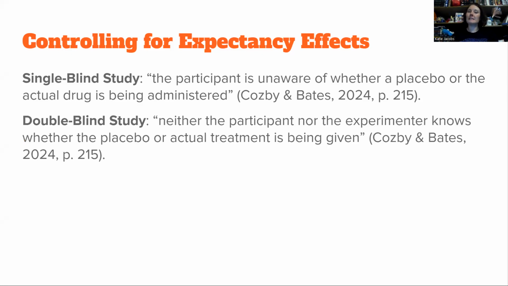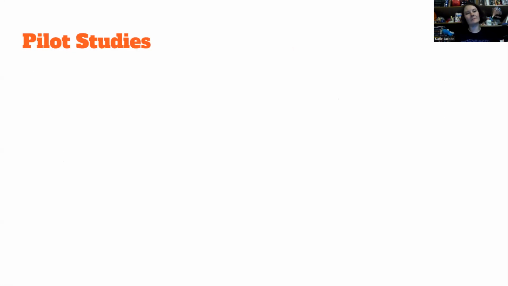Then in a double blind study, neither the participant nor the experimenter knows which is the placebo or actual treatment. And to do this, the experimenter or researcher would have to hire other people to implement the things. And that always comes at a cost, right? That would be a financial cost. That's a time cost because you're going to have to train those people. And so that can complicate things as well.